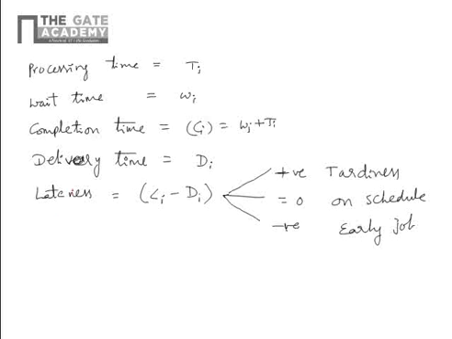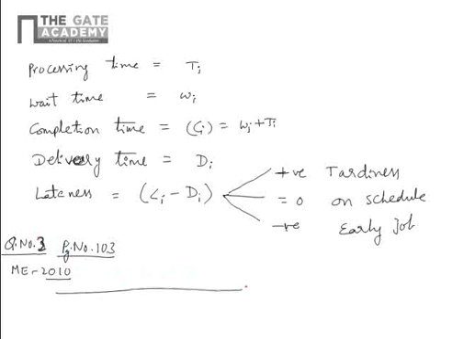So, GATE 2010 question. Question number 2 on page number 103 in the GATE Academy material, ME 2010. It is a 4 marks question, sorry, a linked answer question, question number 3.2. The data given is: 4 jobs are to be processed on a machine as per the data listed in the table.